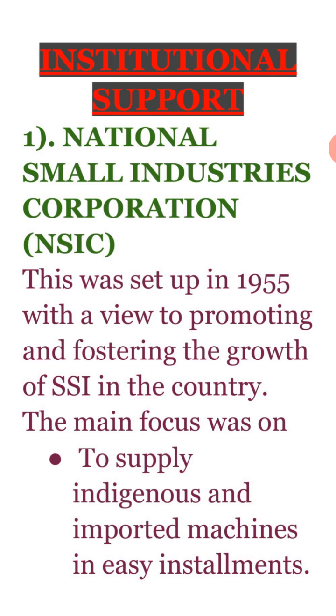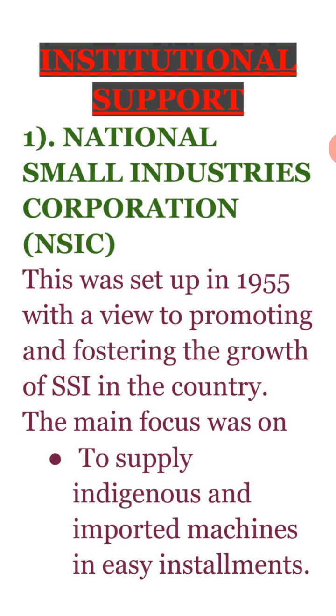Initially, the institutional support. If we talk about the institutional support, we are going to discuss two institutions over here. The very first institution is the National Small Industries Corporation, NSIC. Full form can be asked. This was set up in 1955 with a view to promoting and fostering the growth of SSI in the country. So there can be two questions of 1 mark: when it was established and what was the main motive. It was established in 1955 with the main motive of promoting and fostering the growth of SSI.